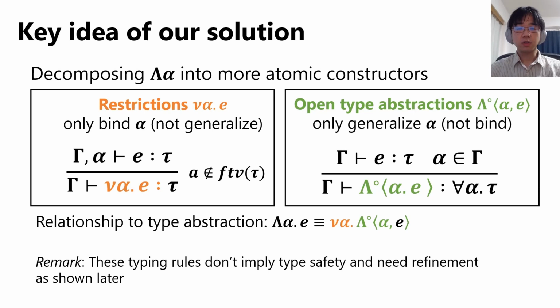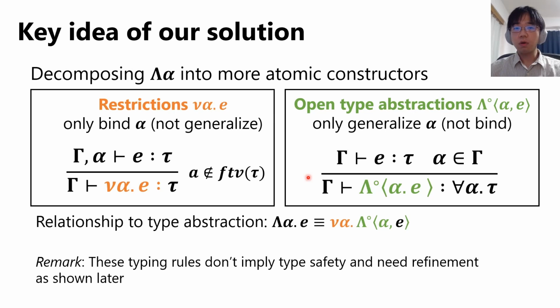A key idea to solve this conflict is to decompose type abstractions into two constructors, restrictions and open type abstractions, according to the law of type abstraction. So restrictions are a new constructor for binding, and they don't do generalization. By contrast, open type abstractions are introduced for generalization, so they don't do binding. The separation of binding and generalization using these two constructors can be found in their typing rules presented here. The typing rule for restrictions introduces a new type variable alpha, but it doesn't require the entire type to be polymorphic.